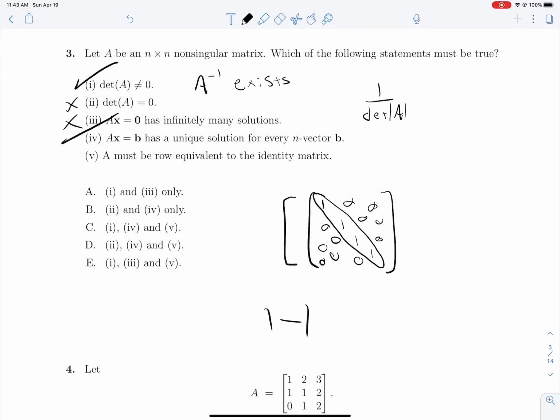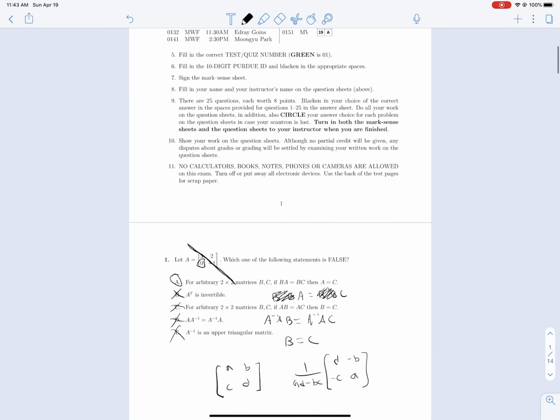What about 5? A must be row equivalent to the identity matrix. Well, I just mentioned that a second ago. You can try that with any invertible matrix that you want, and you'll see that it is true. So we get 1, 4, and 5. C is our answer.